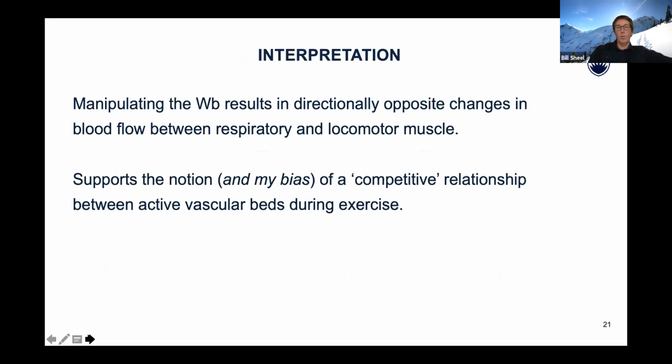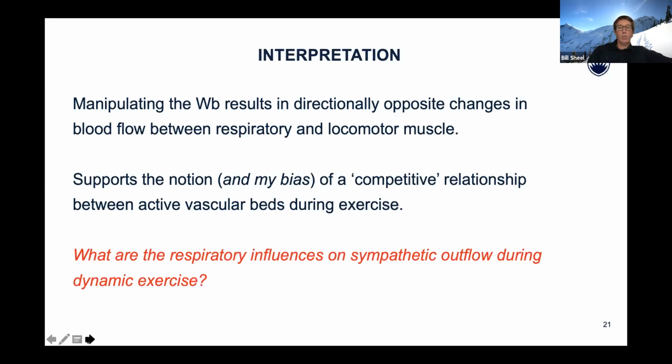So to interpret this, manipulating the work of breathing results in directionally opposite changes in blood flow between respiratory and locomotor muscle. And it supports the notion, and admittedly my bias, of a competitive relationship between active vascular beds with exercise.